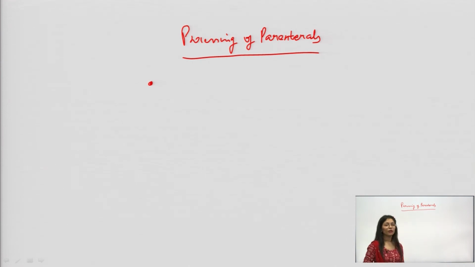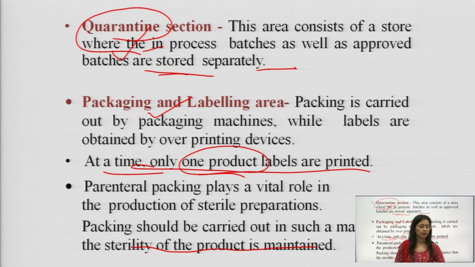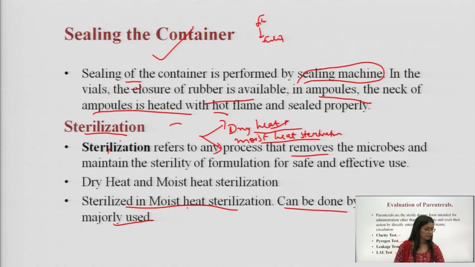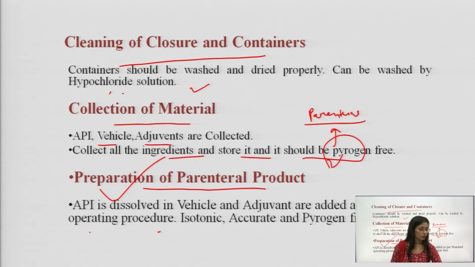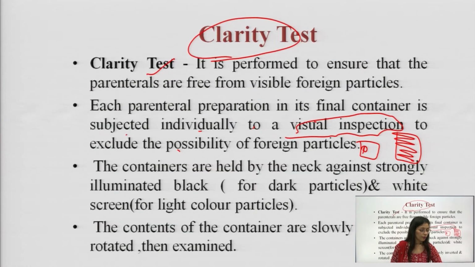Processing of parenterals, where we have to connect all the particular steps: cleaning of a container, clothing and equipment should take place, collection of materials should take place. Then I told you preparation of parenteral products, filtration and filling. Then we have sealing of containers, sterilization, evaluation, labeling and packaging. All these things need to be incorporated while we are doing the processing of parenteral products. Okay. So, all these things that I told you in this particular lecture need to be incorporated very well.